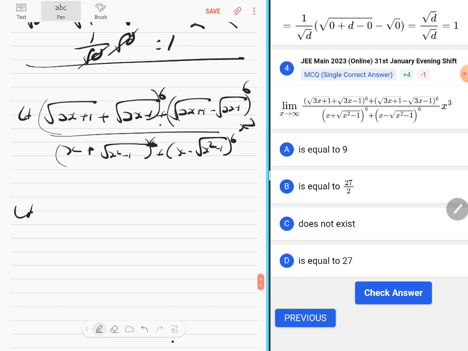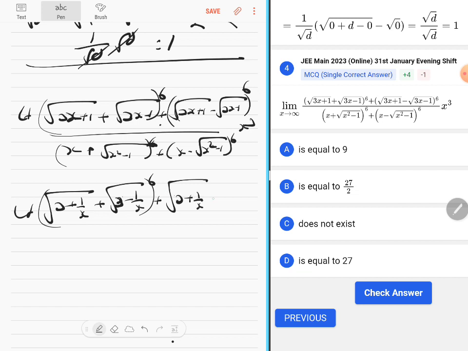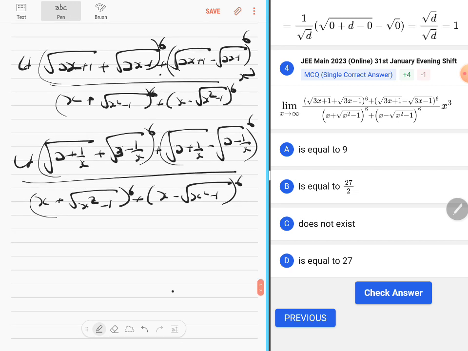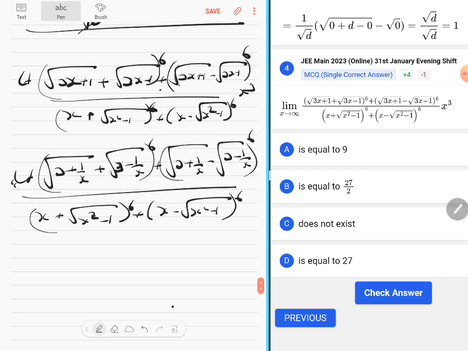Can we just divide this by root x? So it's root of 3 plus 1 by x plus root of 3 minus 1 by x, the whole to the power 6, and similarly root of 3 plus 1 by x minus root of 3 minus 1 by x the whole to the power 6. And let's keep the denominator as it is. Let's not do anything with the denominator. And now limit x tends to infinity, and what have you done? You've just divided every term by root x, so you should also multiply by root x.